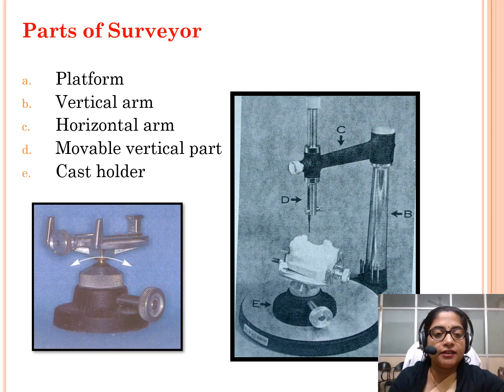And as you can see here, this particular platform has a ball and socket joint. The cast is held on this platform, and below that is the ball and socket joint, which enables movement in any direction. So we can give the tilt as and when required.